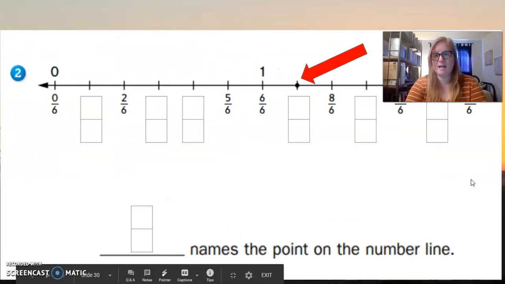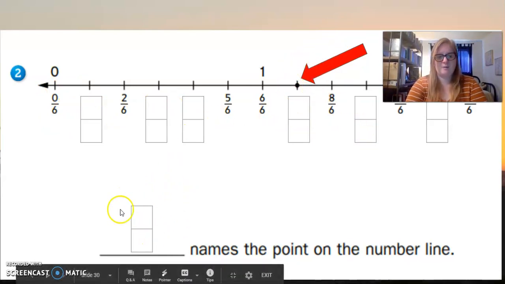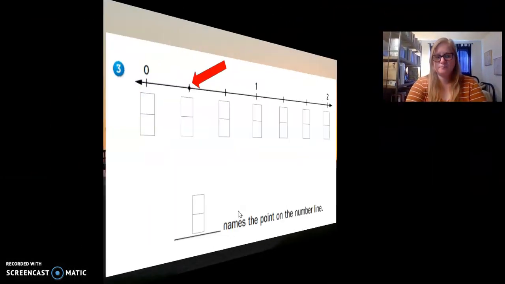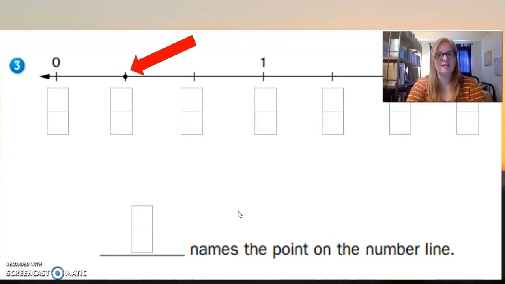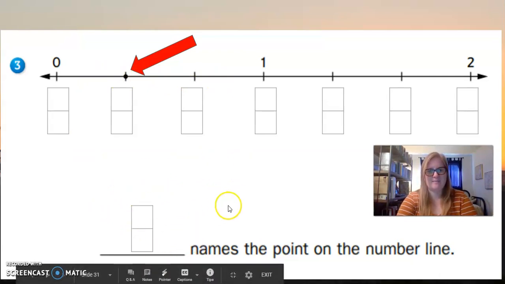You have a few of these as practice. So here they gave you what it is. So then you just fill in the spots that are missing their numbers. See where the point is? And that goes right here. This one, they didn't give you any clues. So you actually have to count those spaces to see what they are. And then you're going to tell me what names that point.